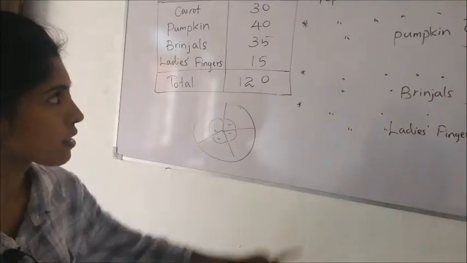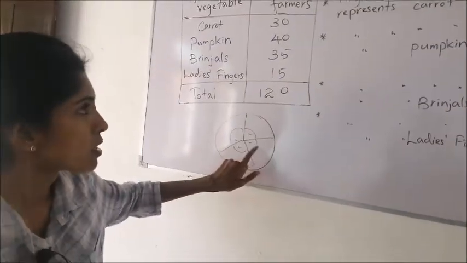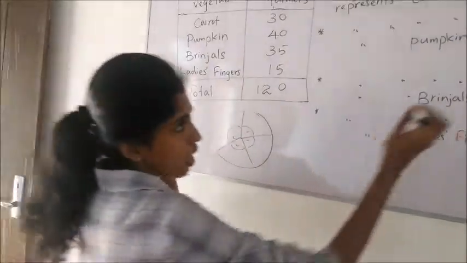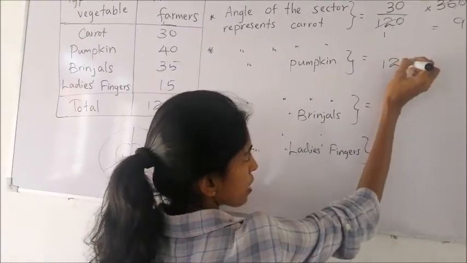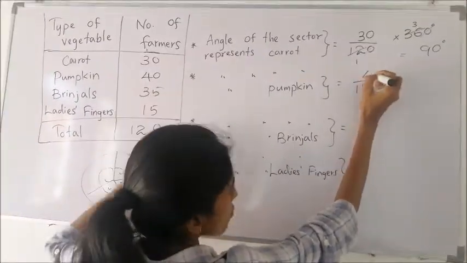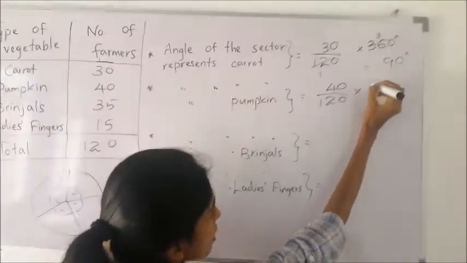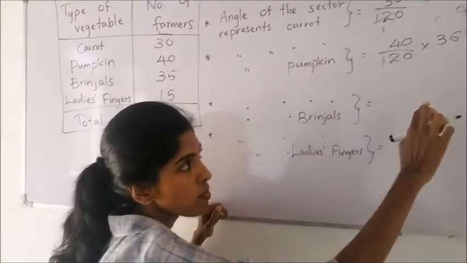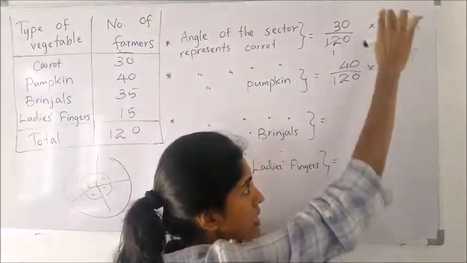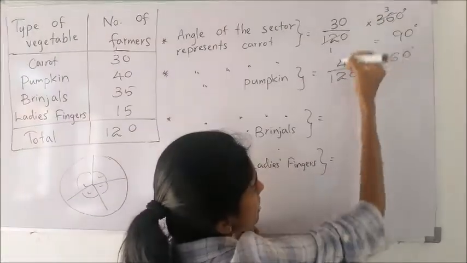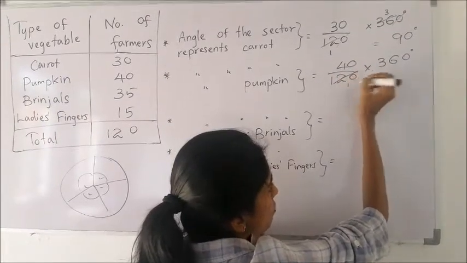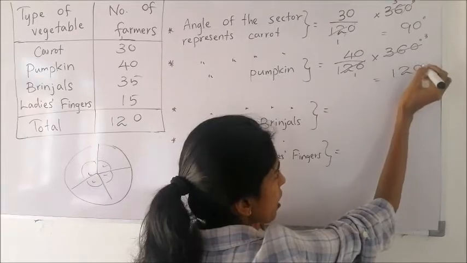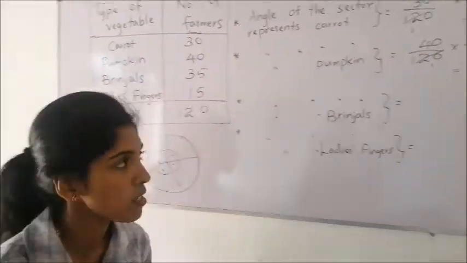For pumpkin, the angle of the sector for the farmers who are growing pumpkin. Out of 120 farmers, there are 40 farmers who grow pumpkin. So to find the angle, we will multiply it by 360. Remember to write that 360 up. Now again same number, 120 times 1 here, 120 times 3 here. So 3 times 4, 12, 120. Now the 0 is remaining.